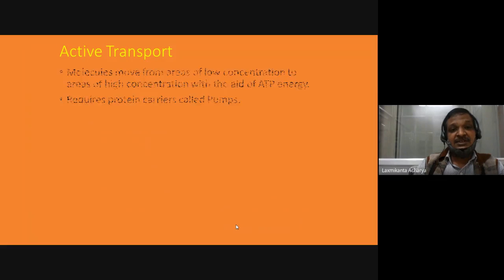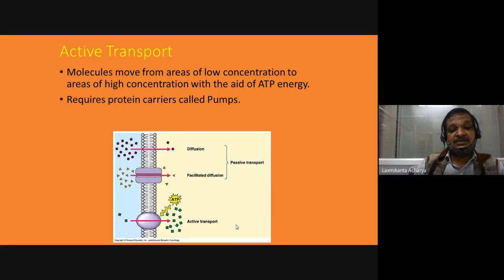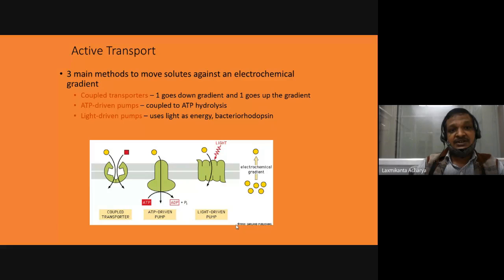For that reason, you need a certain amount of energy, and that energy is provided by the ATP in a cell. It also requires certain carriers. We call them pumps. Among different pumps, there are three methods to move solute against the electrochemical gradient. One is coupled transporters, then ATP-driven pumps, then light-driven pumps. We'll see how these things take place in a cell.